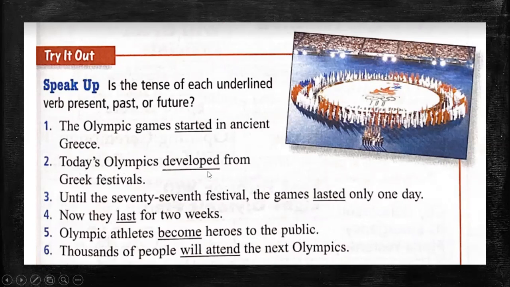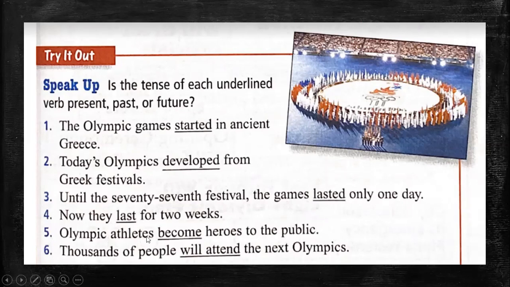Number three, lasted. We see that lasted ends with ed, so we know this is in the past tense. Now let's look at number four, last. It's not in the past tense because it doesn't end with ed. It's not in the future tense because it's not a verb phrase. It doesn't have will last. So then it must be in the present. Remember that the present tense verb is either going to be in its base form or it's going to end with s, es, or ies, depending on the rule. So for number four, last, it's in the present tense.